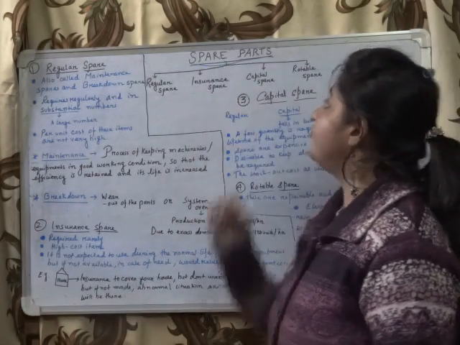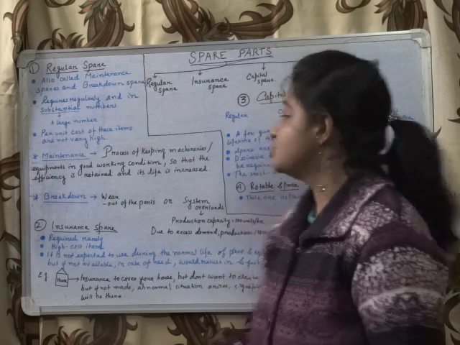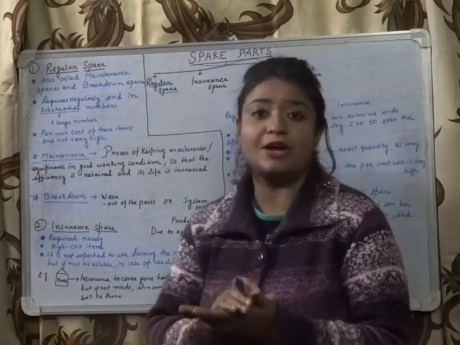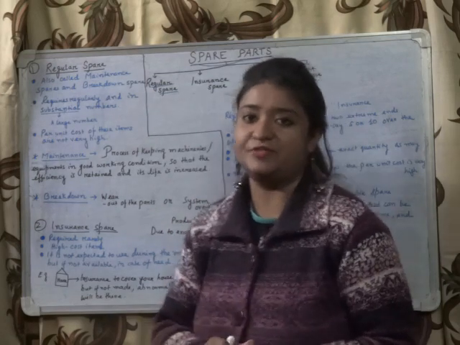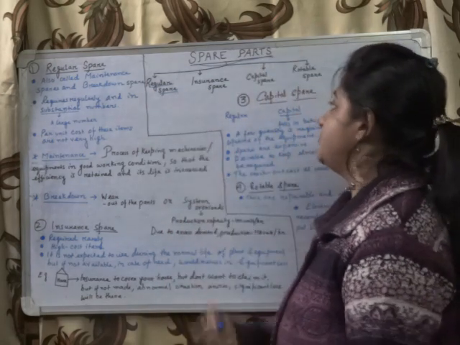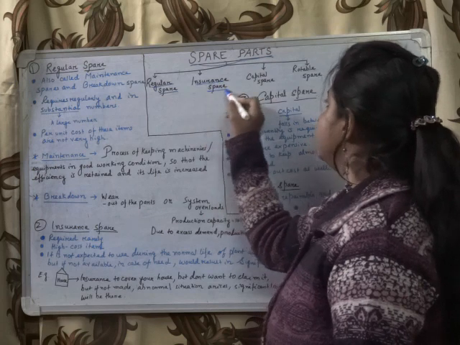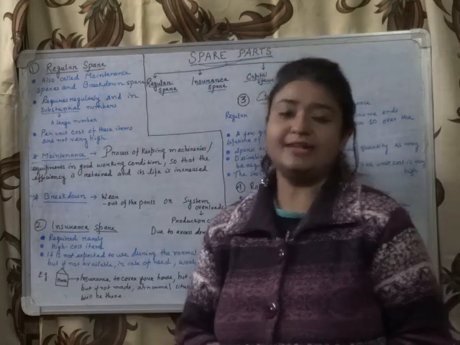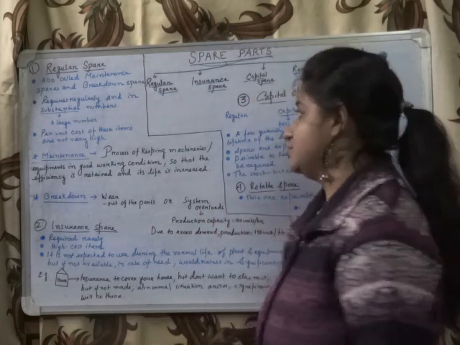Now there are different kinds of spare parts. So what are they? I will describe them one by one. First I will make the classification: regular spare, insurance spare, capital spare and rotable spare. So let's see one by one what those are.